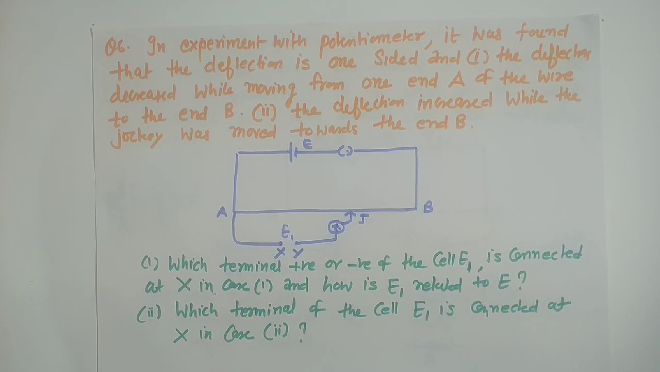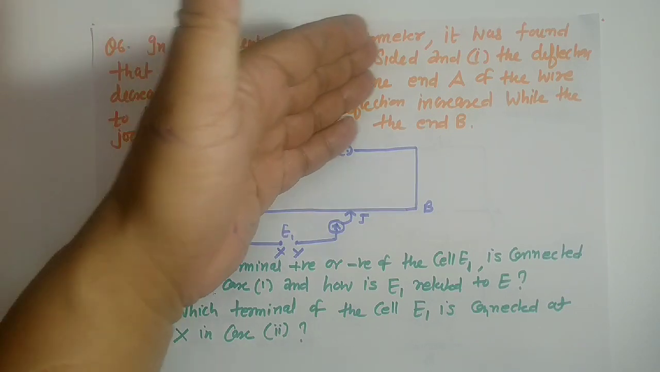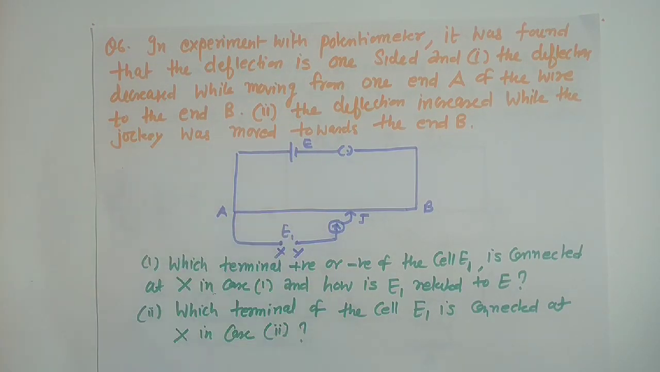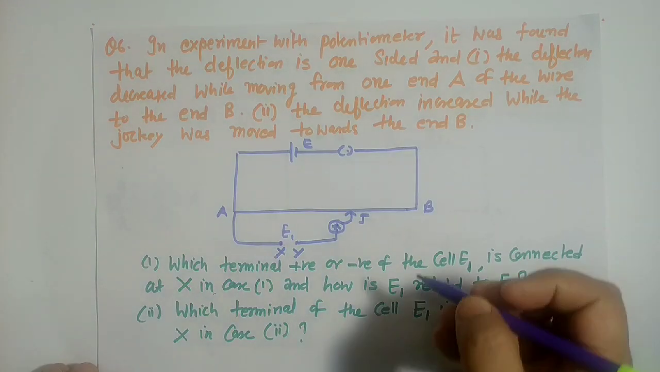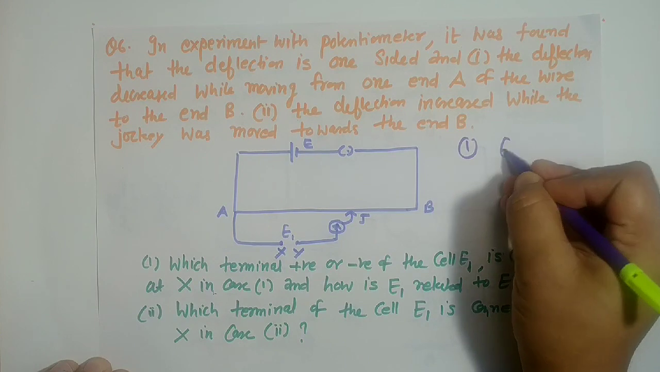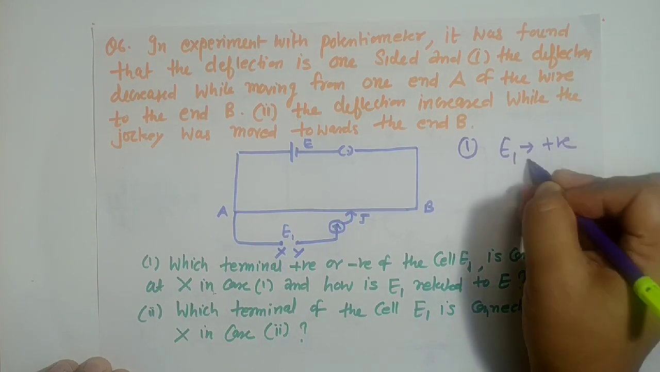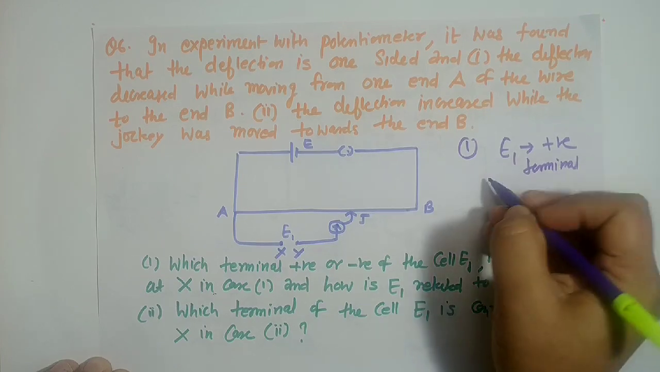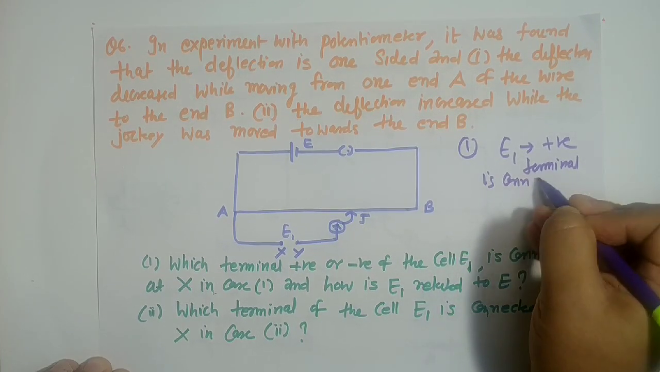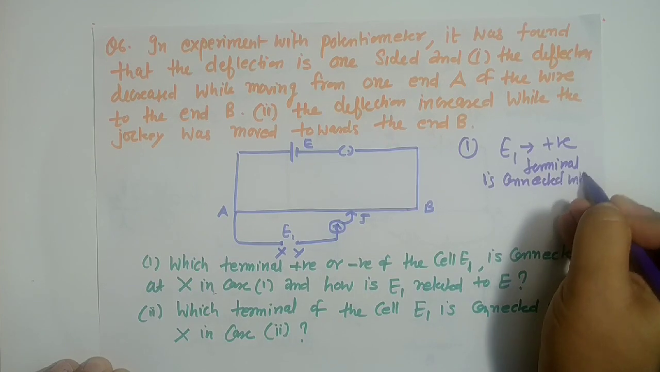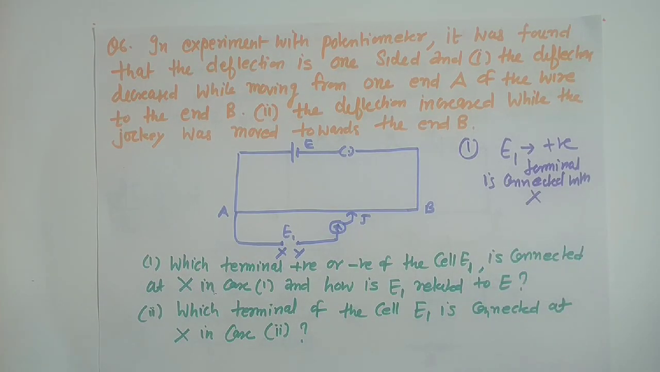Now, the deflection in the galvanometer will decrease in the first case. And if it is decreasing, certainly in the first case, the E1 positive terminal is connected with X, like generally we have less current in the galvanometer. Remember when we do the experiment. So in the first case, it is very simple. It is connected with X. Remember, this is how it will increase the length in the potentiometer.